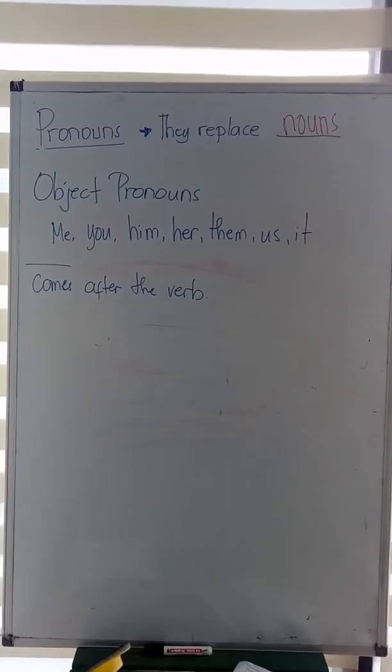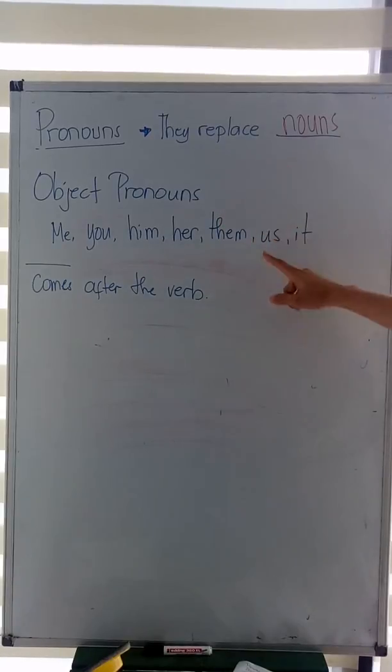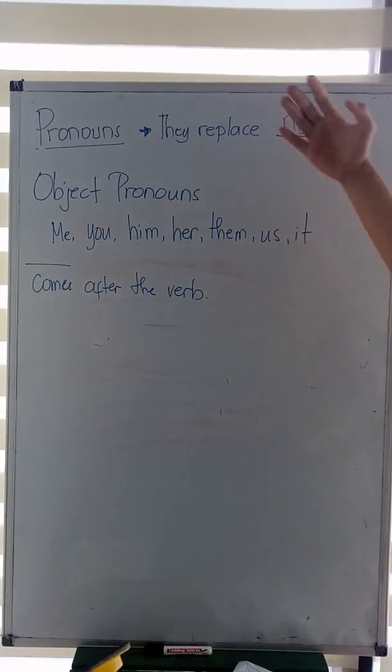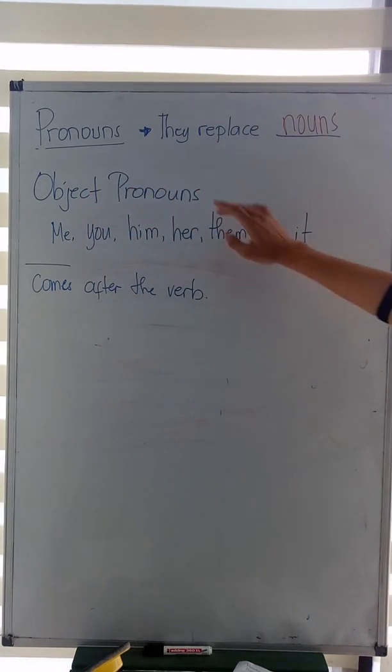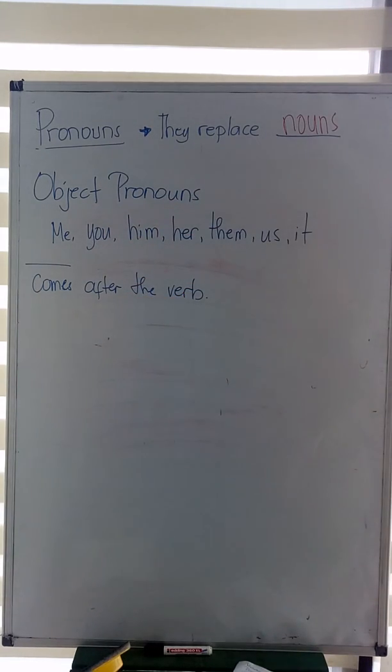Next, we have object pronouns. And as you can see on the board, we have me, you, him, her, them, us, it for your object pronouns. They also replace nouns in your sentence. And you have to remember, object pronouns come after the verb. Alright, so again, you have to identify the verb in your sentence.